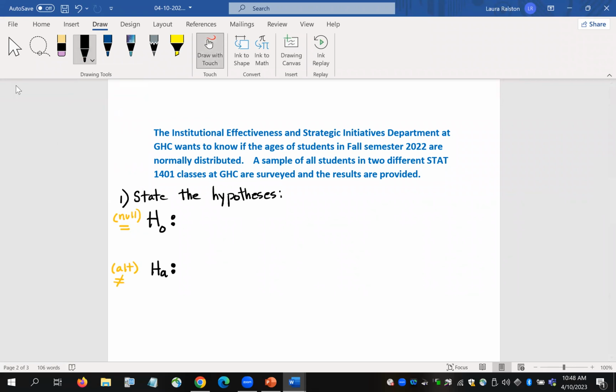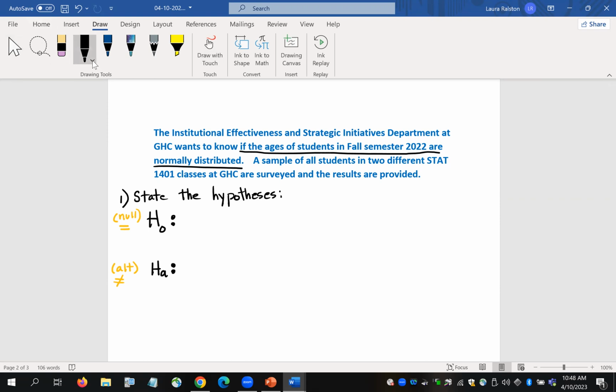The question here is we want to know if the ages of students in fall semester are normally distributed. So that is my clue, because it's asking me, are they normally distributed? That is my clue that I'm going to do the test for normality. For the test for normality, my hypotheses are pretty much predetermined for me.